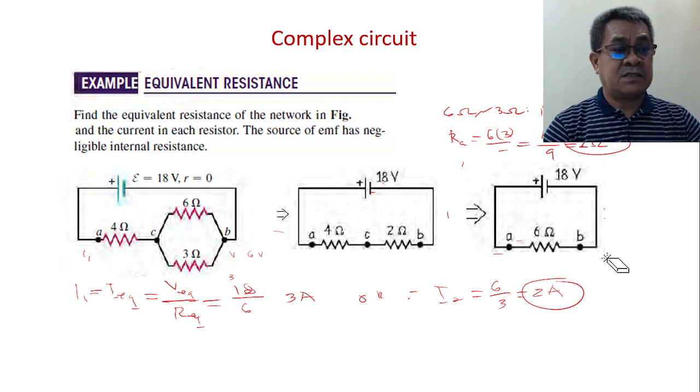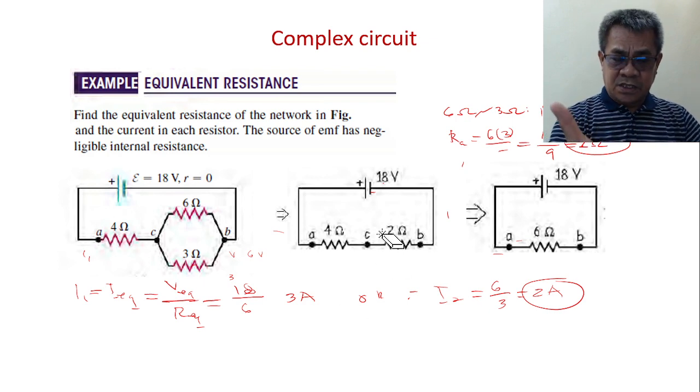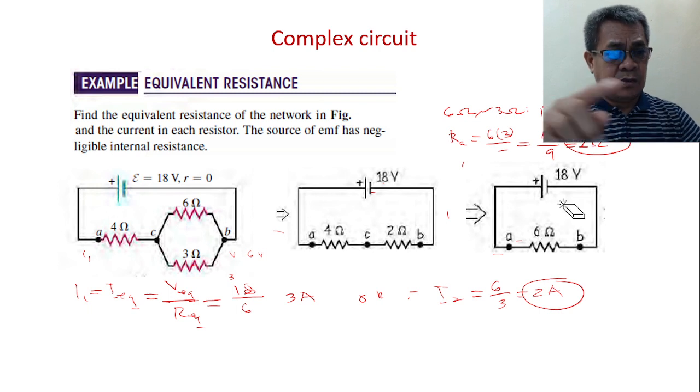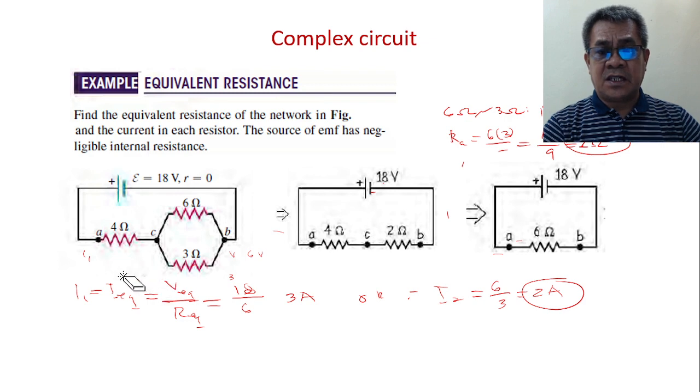What is the equivalent resistance? Because this is already in a simple circuit. From complex, we got a simple series, and we have this one simple circuit. One source, one load. Now, the current can be easily solved.